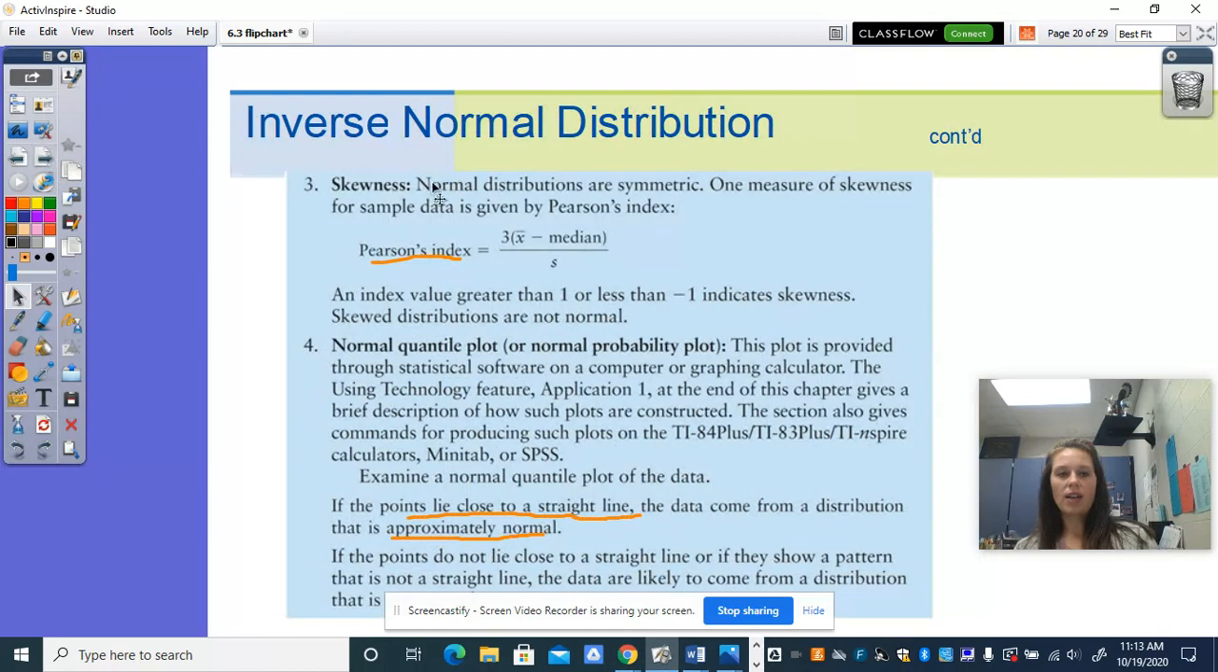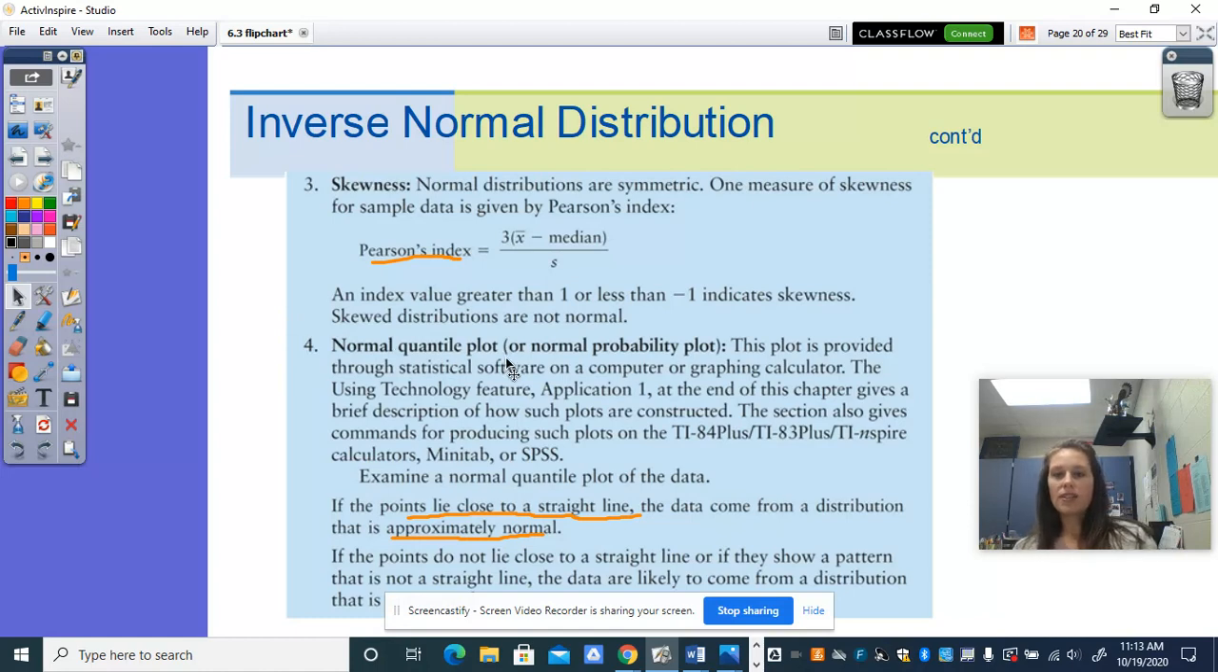Another thing we can look at is for skewness. Remember, we've talked about right skewed and left skewed. And there's this formula called Pearson's Index. And you should recognize what all these symbols are. You're going to look at the mean, the median, and the standard deviation. If you have a value greater than 1 or less than -1, it means the data is skewed. We do not want data to be skewed. We want it to be normal. So the opposite saying would be if it's between -1 and 1, that's good. It looks normal.